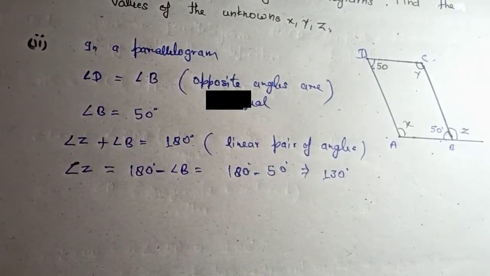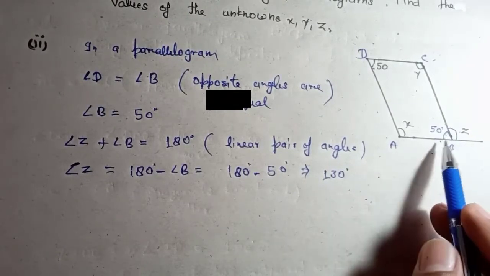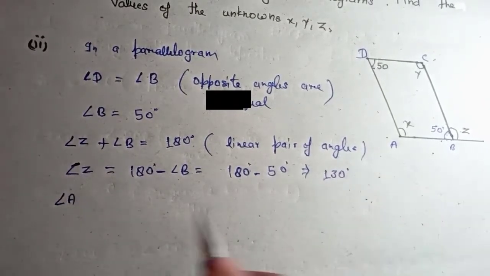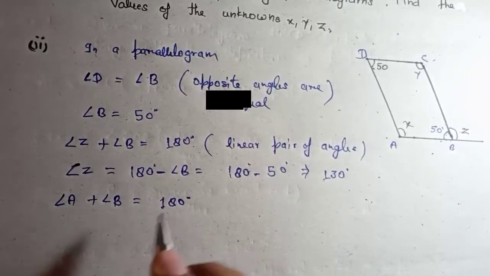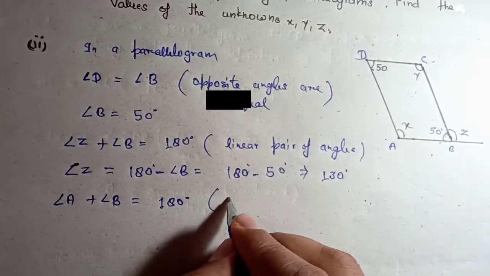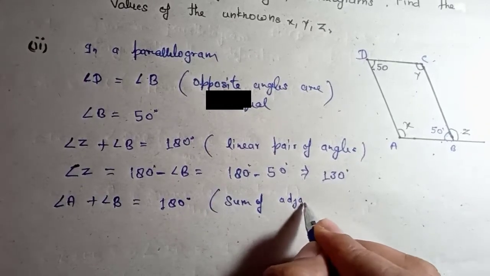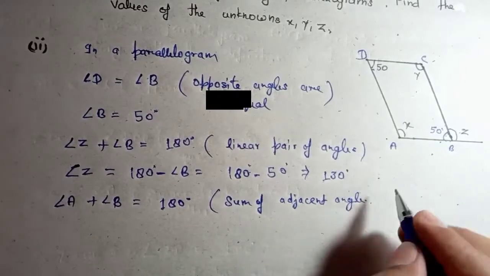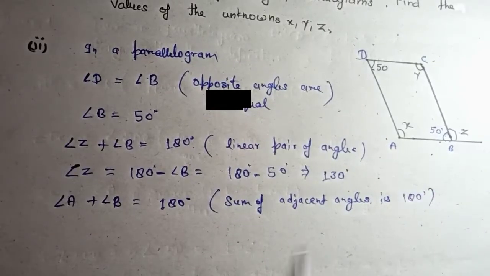Now you have to find the value of X and Y. How to get this? You know what? In a parallelogram, the sum of two adjacent angles is equal to 180 degrees. So we have angle A plus angle B is equal to 180 degrees. So we can write here, because the sum of adjacent angles in the case of a parallelogram is 180 degrees.